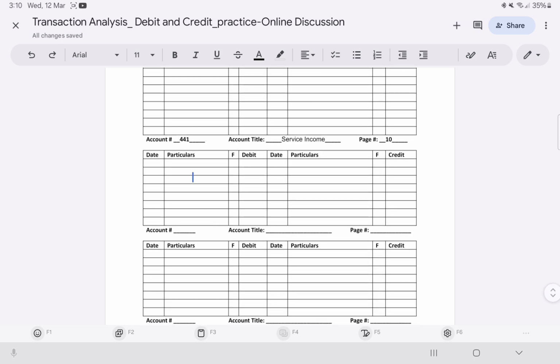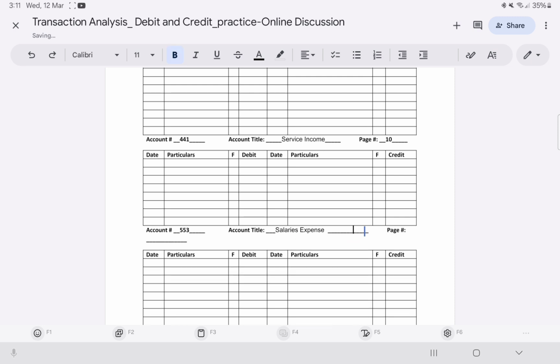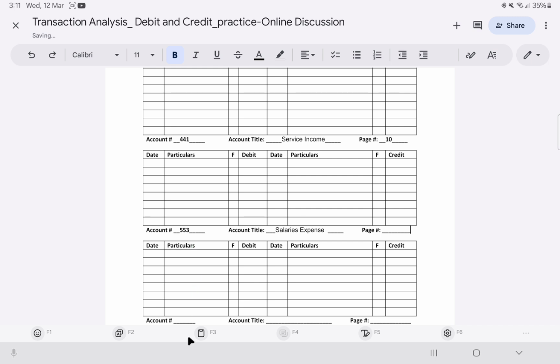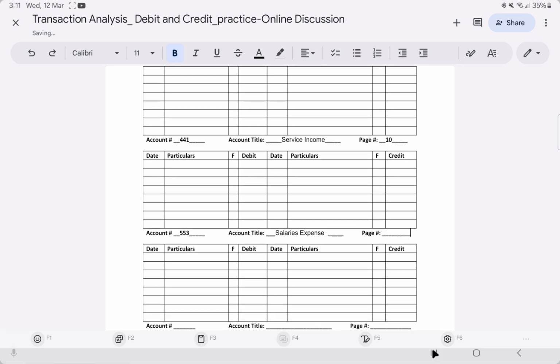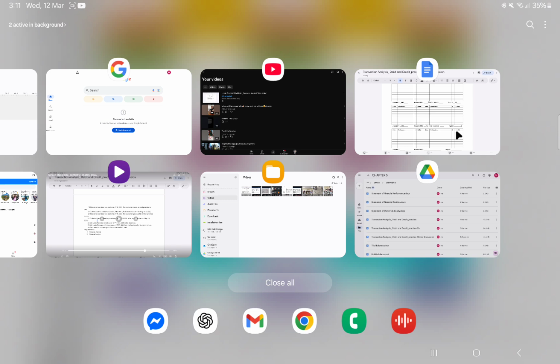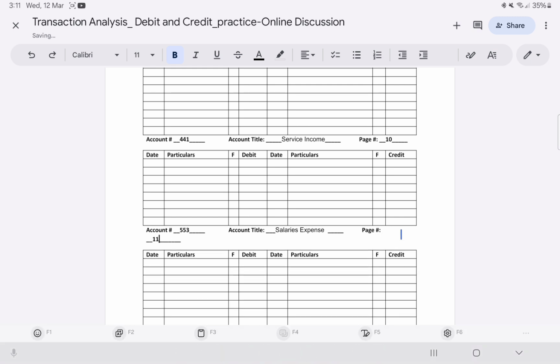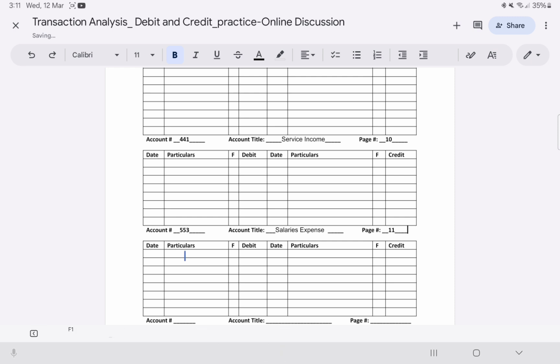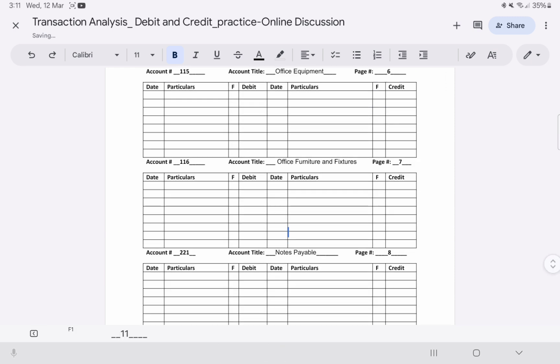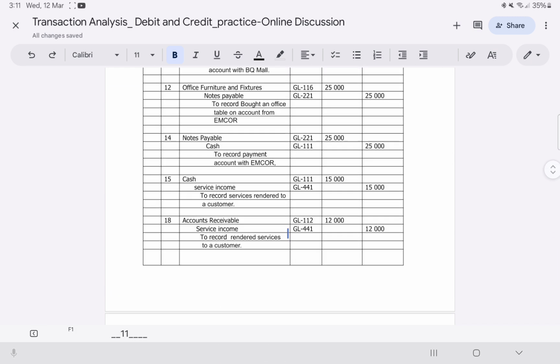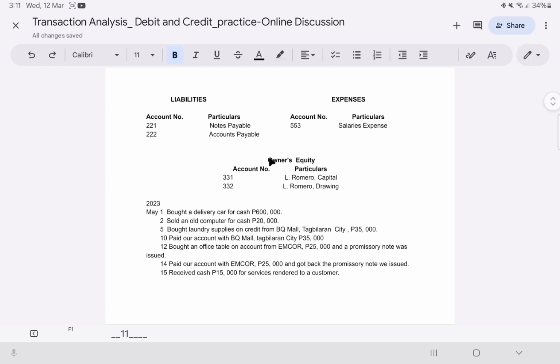Okay, so this is 553, and the page number is... where is it? The page number is 11. Okay, page number is 11, and we are done with the expenses. So let's proceed to owner's equity.